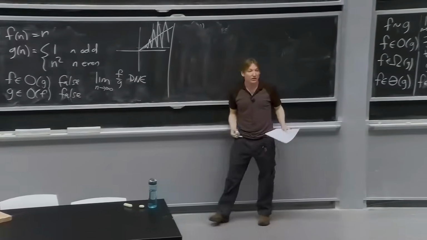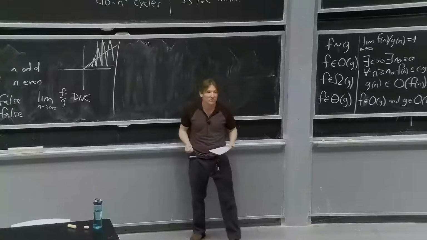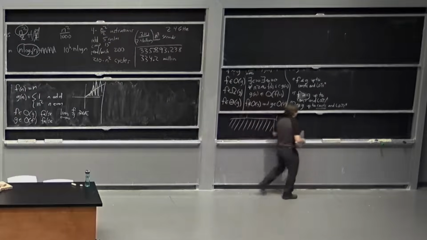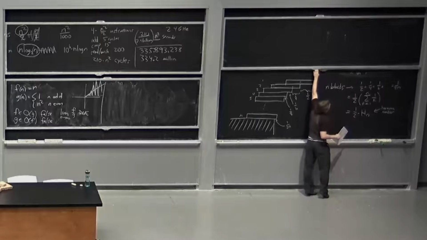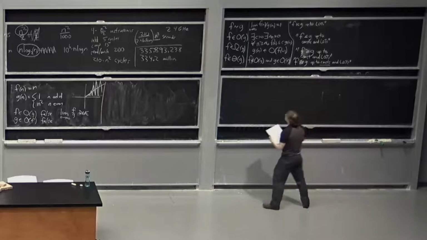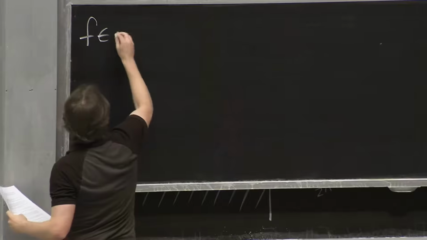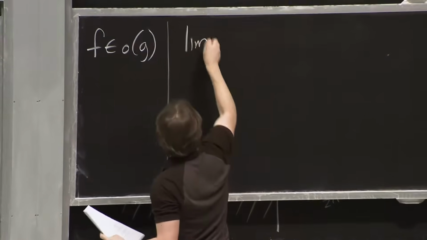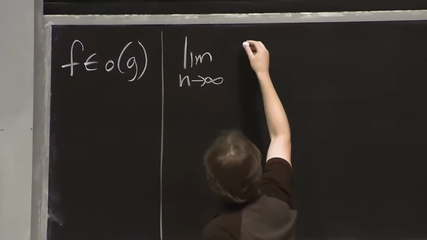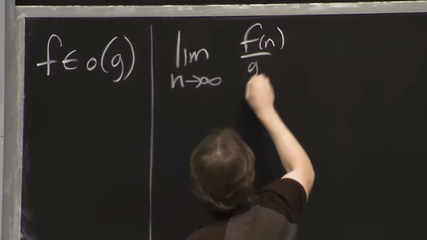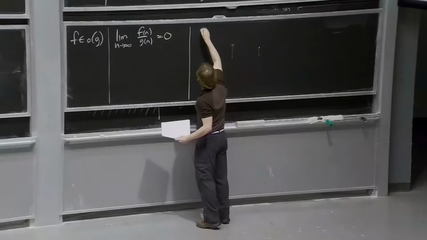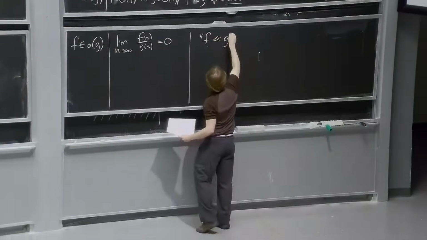Speaking of getting really big and really small, there are 2 more asymptotic symbols that we need to add to our table. And those are the last 2, I promise. The first one I want to define is called little o. So f is in little o of g. The definition is going to be that the limit as n goes to infinity of f of n over g of n equals 0. And the intuition is that f is much, much, much smaller than g.